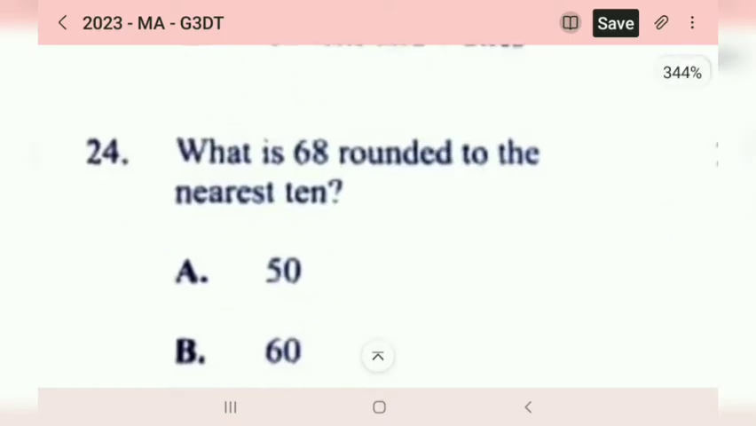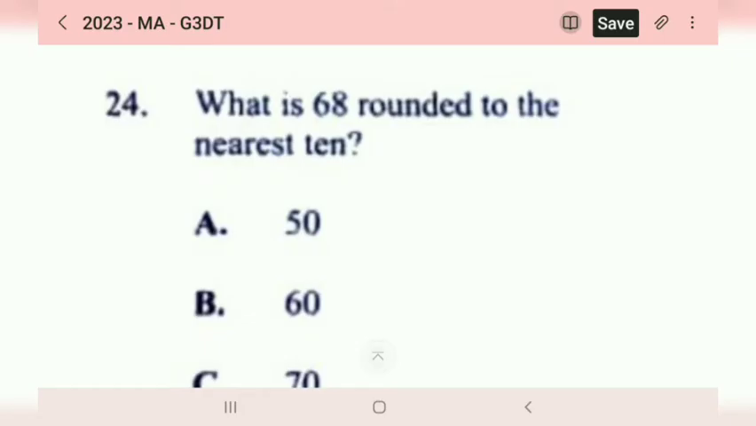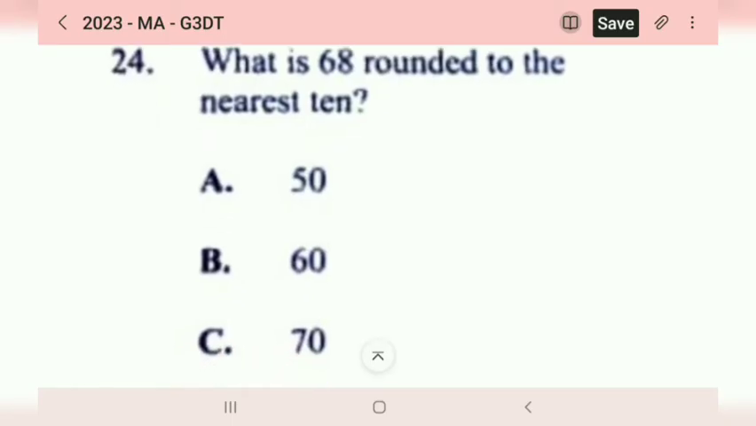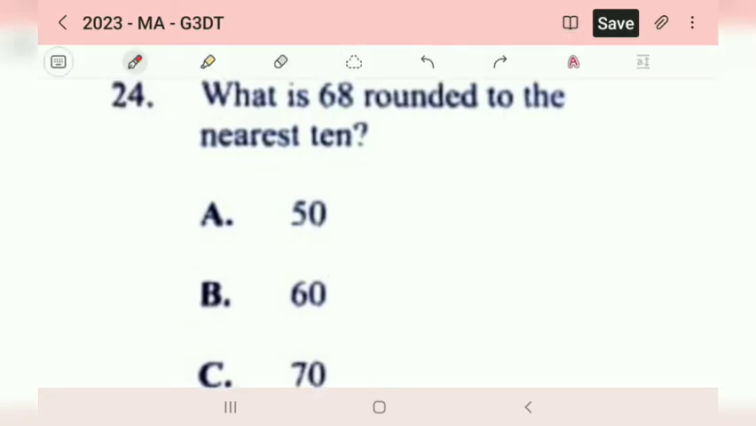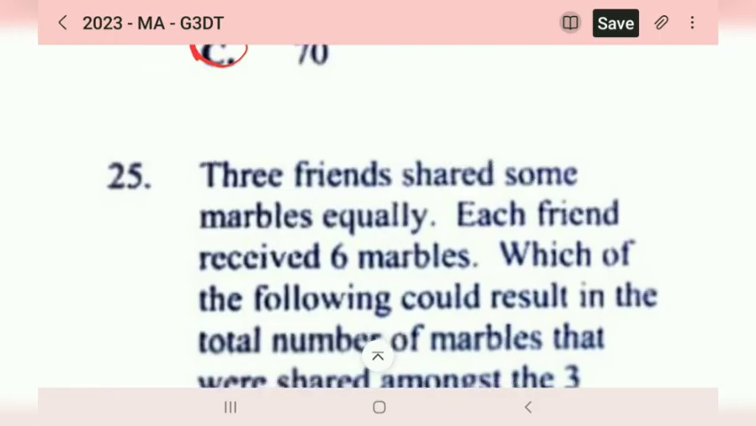So is 68 closer to 60 or is it closer to 70? Remember, once it reaches 65 or more, then you're going to 70. If it's less than 65, then it remains at 60. So is it 65 or more than 65? Once it's 65 or more, you're going up to 70. If it's lower than 65, like 64, 63, 62, 61, then it's at 60. We are closer because it's more than 65. So we're closer to 70 than we are to 60. We round up to 70. 70 is at C.